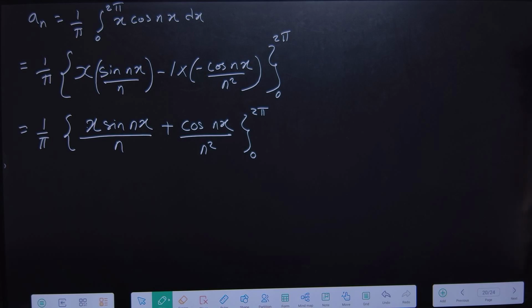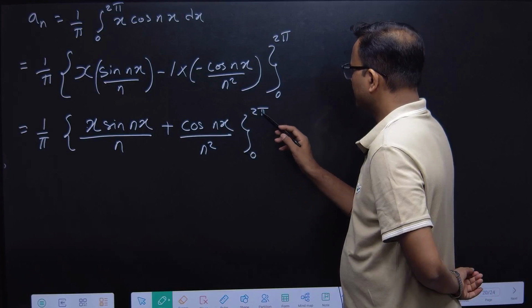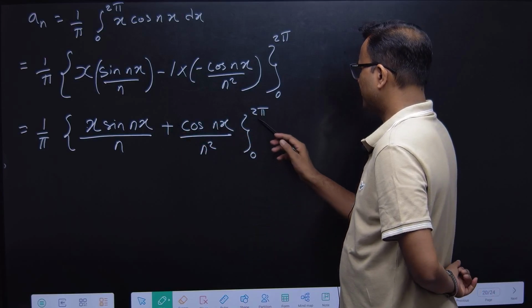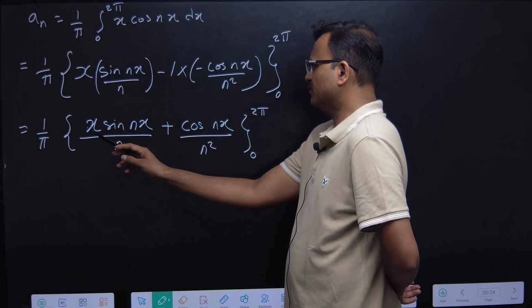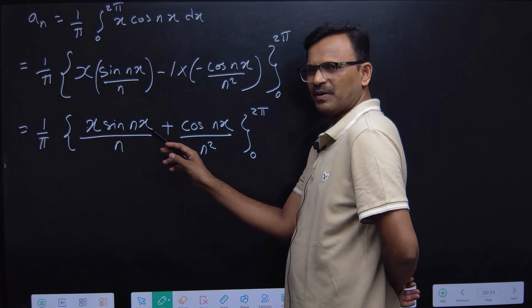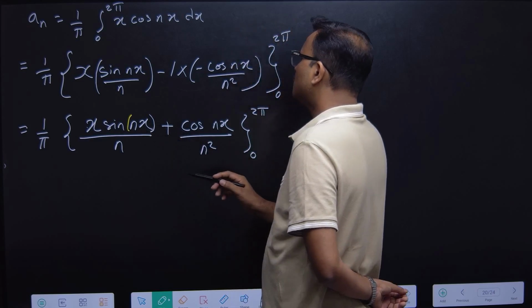First we'll put the upper limit 2 pi in place of x. Remember, we have performed the integration with respect to x. So the limits will be substituted in place of x. First we put the upper limit 2 pi in place of x. If you put 2 pi in place of x, see, this will be 2 pi into sine of n into 2 pi. That will be sine of 2n pi.